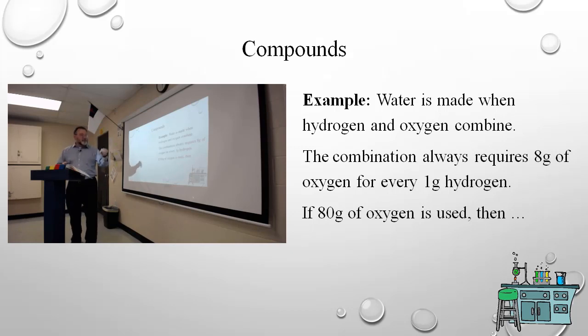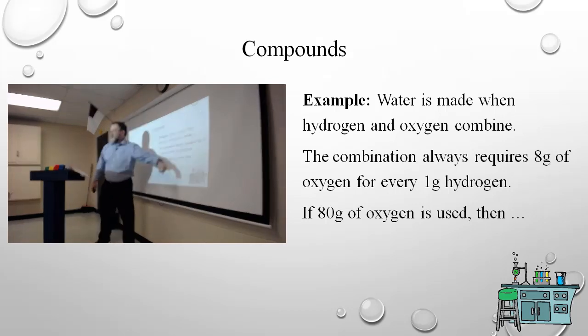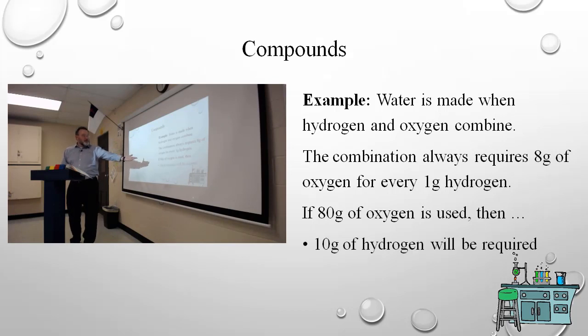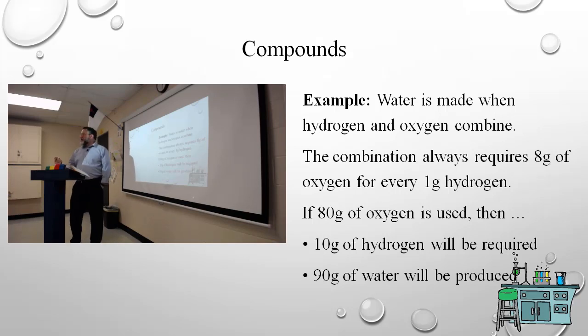to make the perfect recipe, how many grams of hydrogen do I need? If 8 oxygen and 1 hydrogen is the mixture, then 80 oxygen requires 10 hydrogen. How do I know? Well, 80 is 10 times this, right? 10 times 8 is 80. So 10 times 1 is 10. So if I combine 80 and 10, how many grams of water am I making? 90 grams of water. How do I know? Well, first, 80 and 10 is 90.